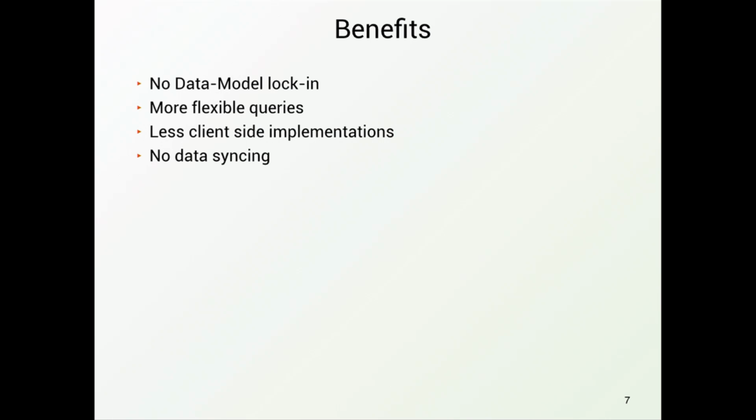So what are the benefits of using a multi-model database compared to a single-model database? You do not have data model lock-in. That means if you start with a document store and suddenly you think, I'd better need a graph database now, you're typically in trouble. With a multi-model database, you can just switch under the hood. That allows for more flexible queries and reduces the client-side implementations because you do not have to implement joins yourself. And a good benefit is you do not have to do data syncing on your application level. This is done by the database itself because it just has one data source underneath.